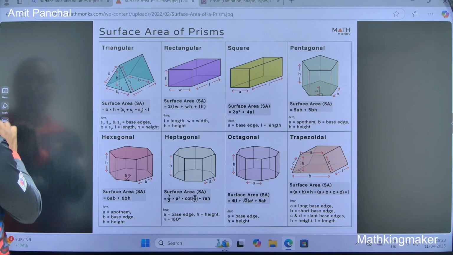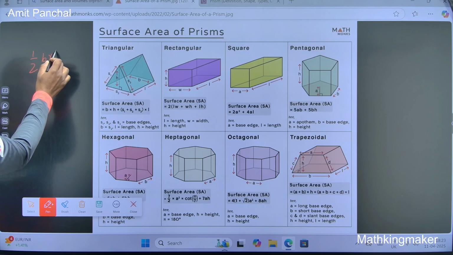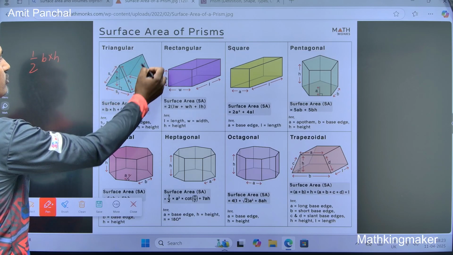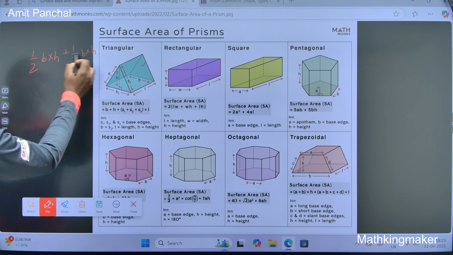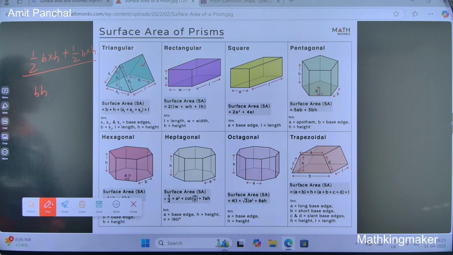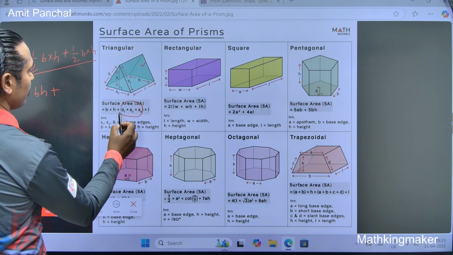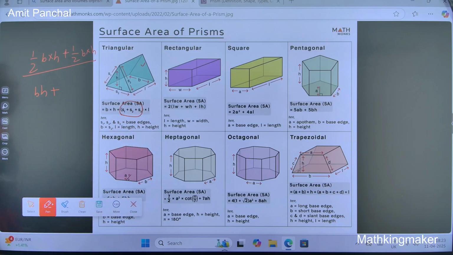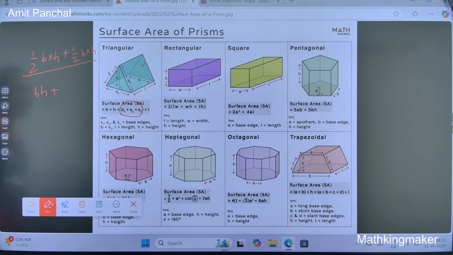It will be half base into height, and the same area will be on this side also. So its area will also be equal to half base into height. So the area of the base becomes BH only. And plus the perimeter, S1 plus S2 plus S3, into height. Height is L. So that was the general formula of any type of prism.